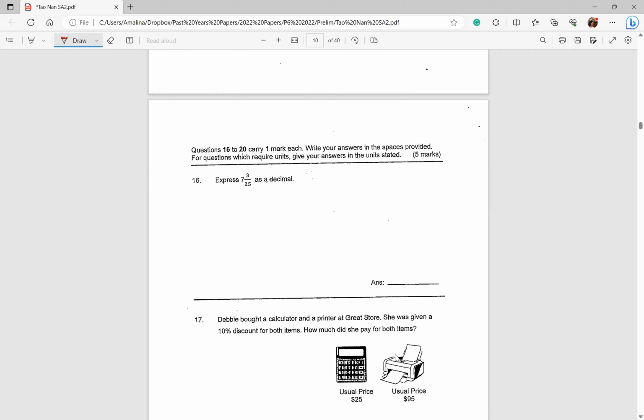Okay, so you are given 7 and 3/25. Now please remember, when you want to change a fraction to a decimal, you must check your denominator. Make sure the denominator is either a 10, 100, or 1,000. It cannot be any other numbers. So 3/25, the closest to change this to is 100, which means something over 100.